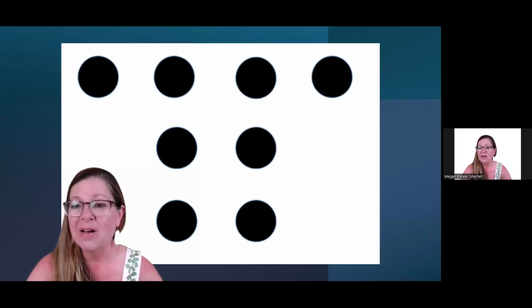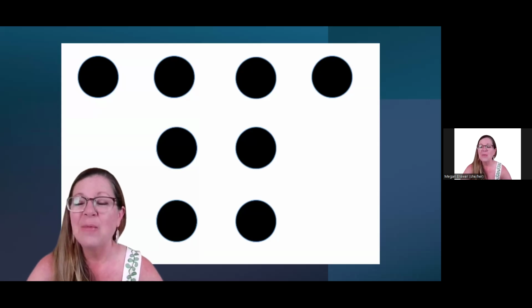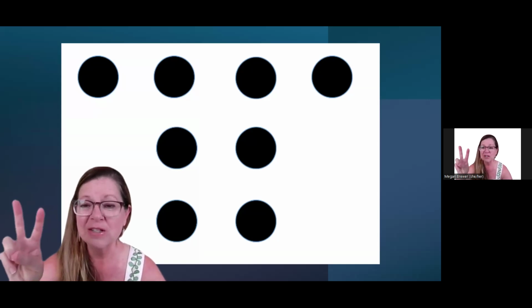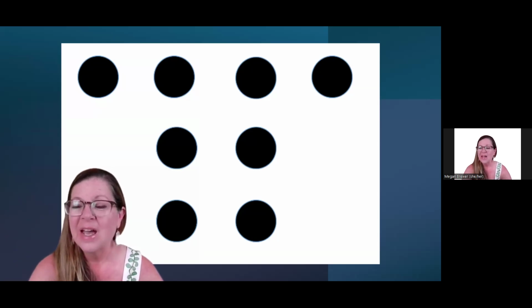This is an example of a quick image. So you see dots. Students would be shown these dots for about 3 seconds. So you're seeing them for a lot longer. And they would be asked to consider two questions. First, how many do you see? And then, how did you see them?